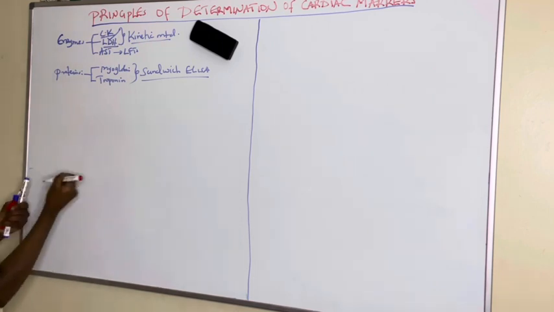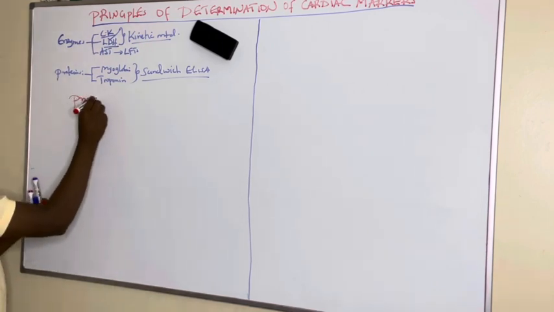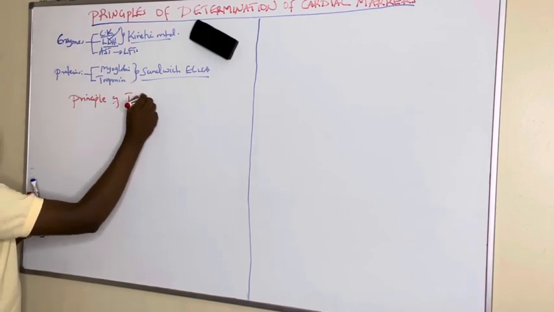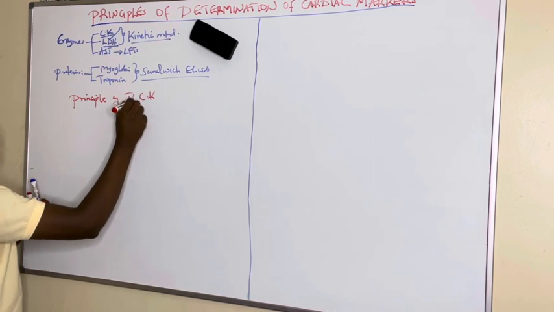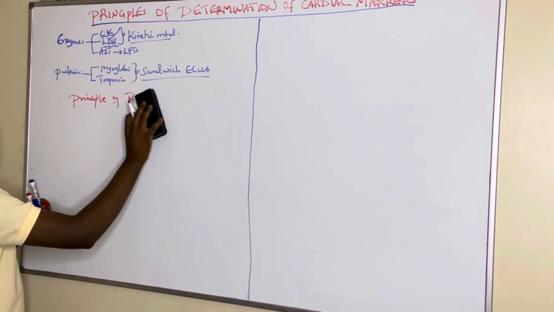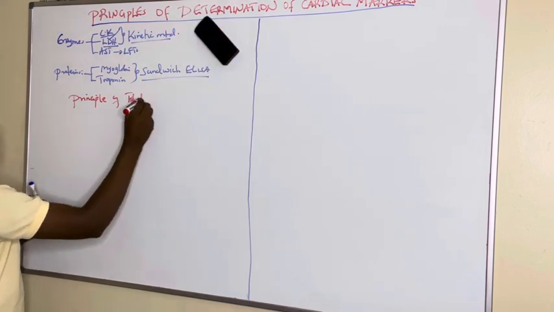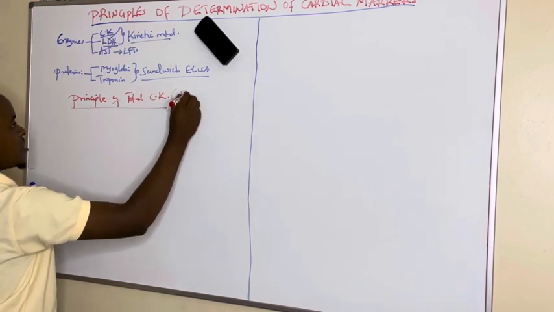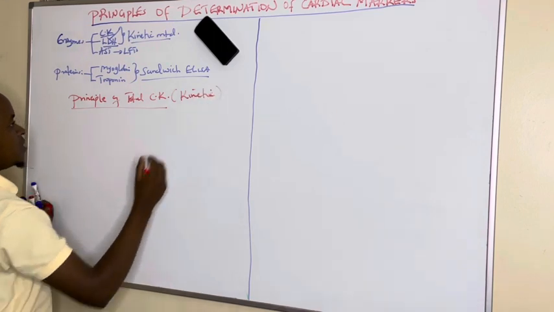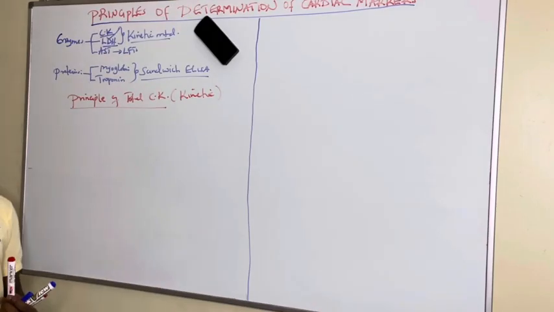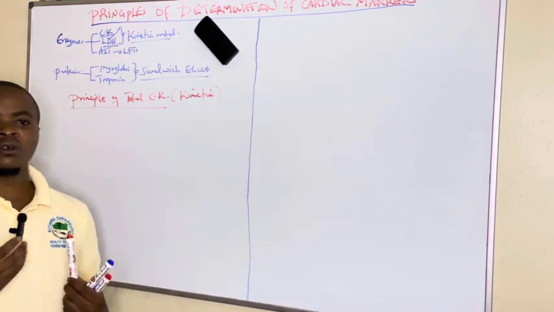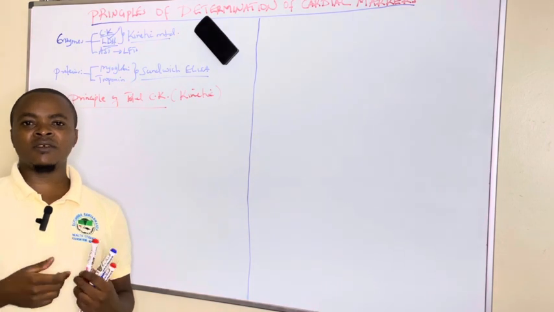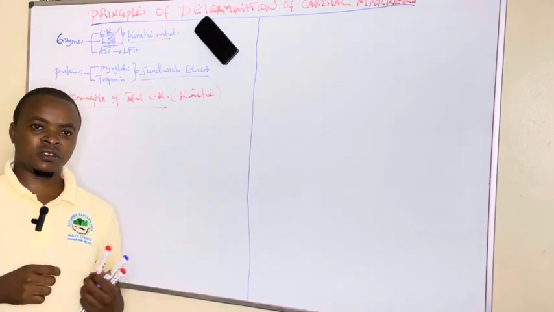So we want to look at the principle of determination of total creatine kinase. Total CK, how is it determined in the lab? We are using a kinetic method, meaning we are going to monitor continuously. And in this kinetic method, we know that in muscles, both skeletal and cardiac, creatine kinase catalyzes the phosphorylation of creatine to phosphocreatine.